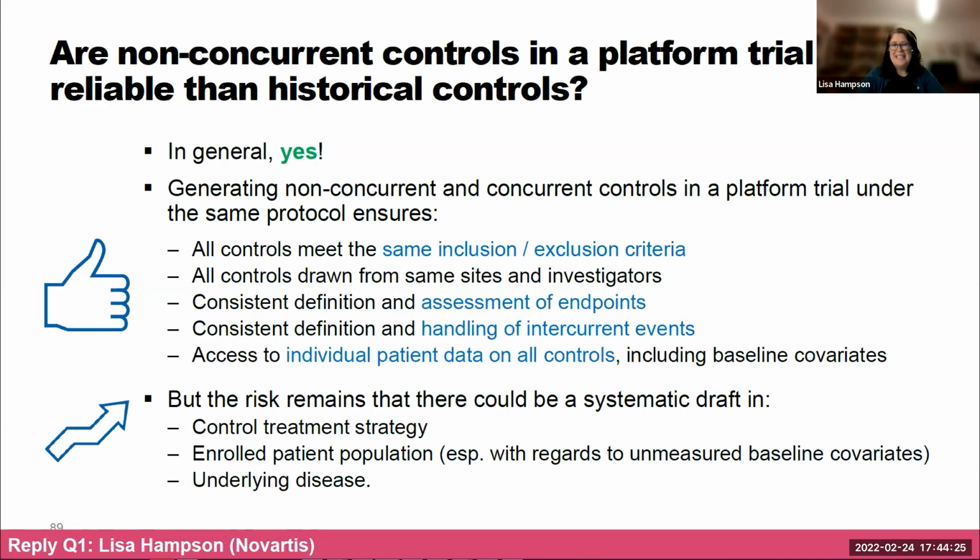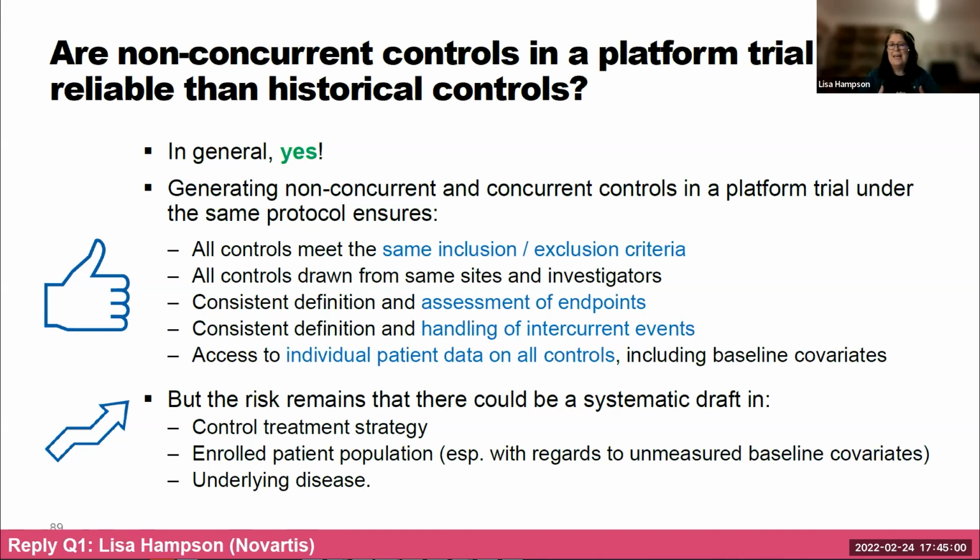So for reasons that several of the previous presenters have touched on, I think my answer to this question is, in general, yes, I do think non-concurrent controls from a platform trial are more reliable than historical controls. And I think, as several presenters have argued, generating non-concurrent and concurrent controls under the same protocol should increase the likelihood of comparability and reduce the risk of bias. After all, our key efficacy endpoints are consistently defined and assessed.